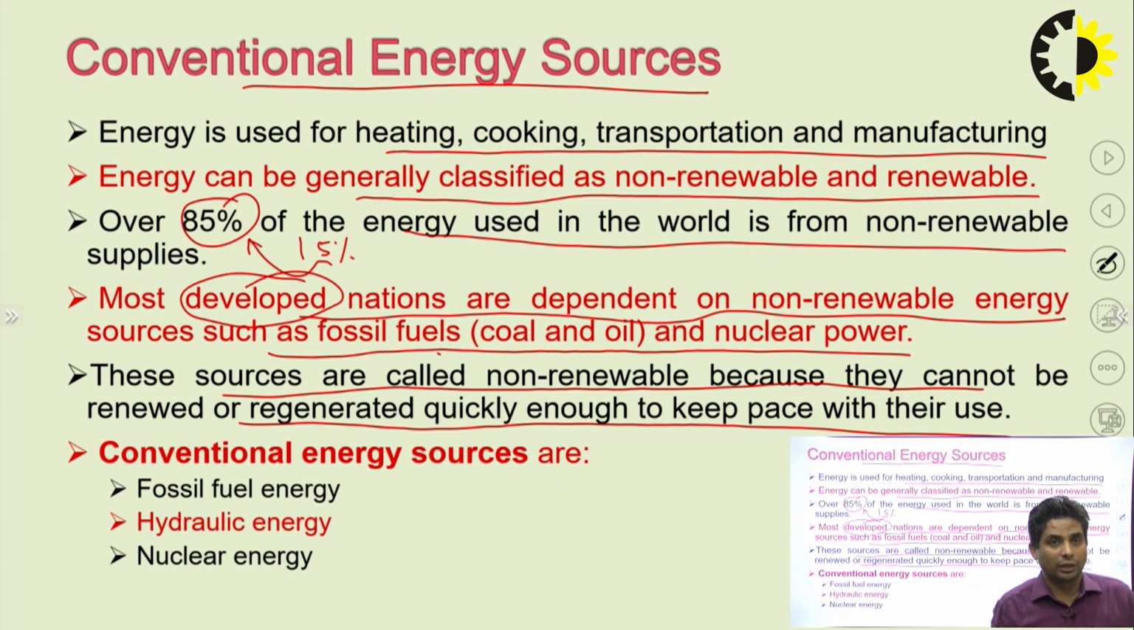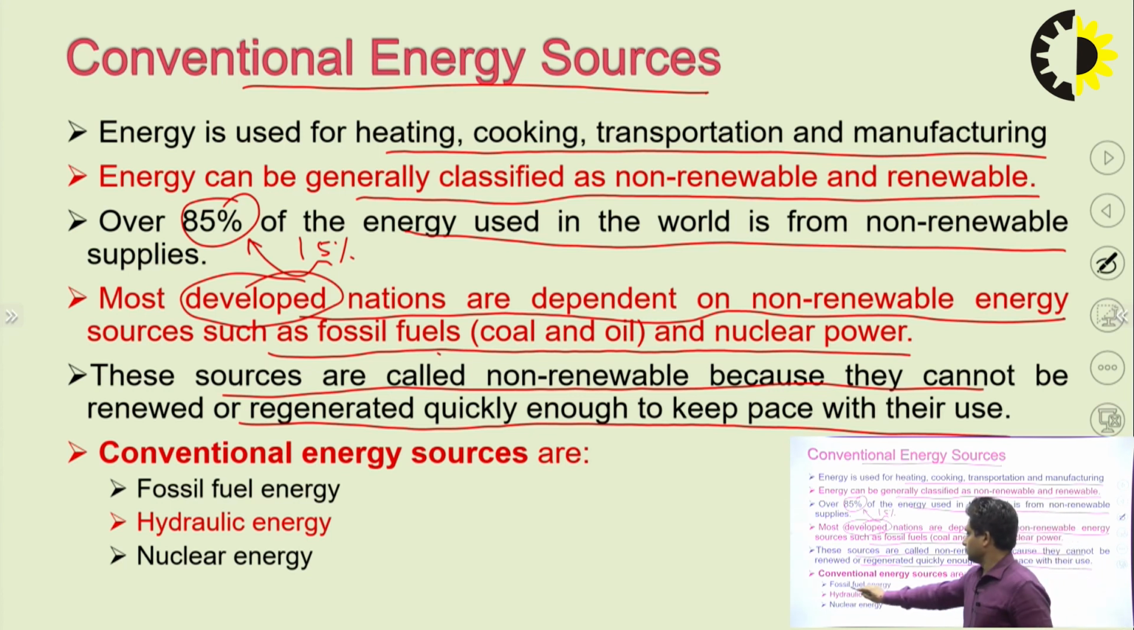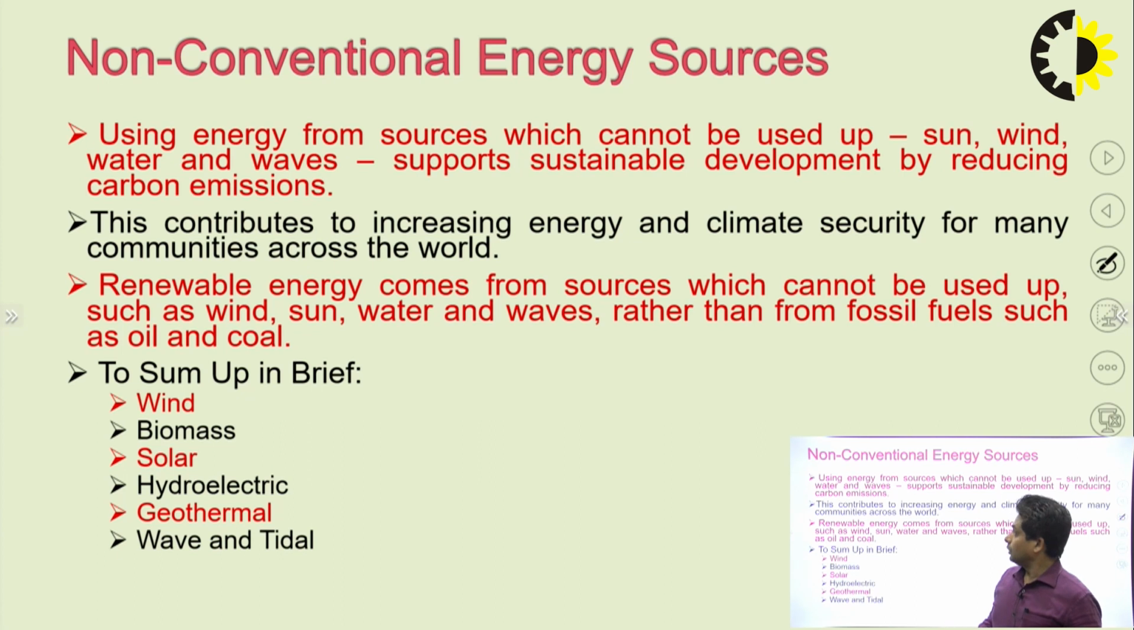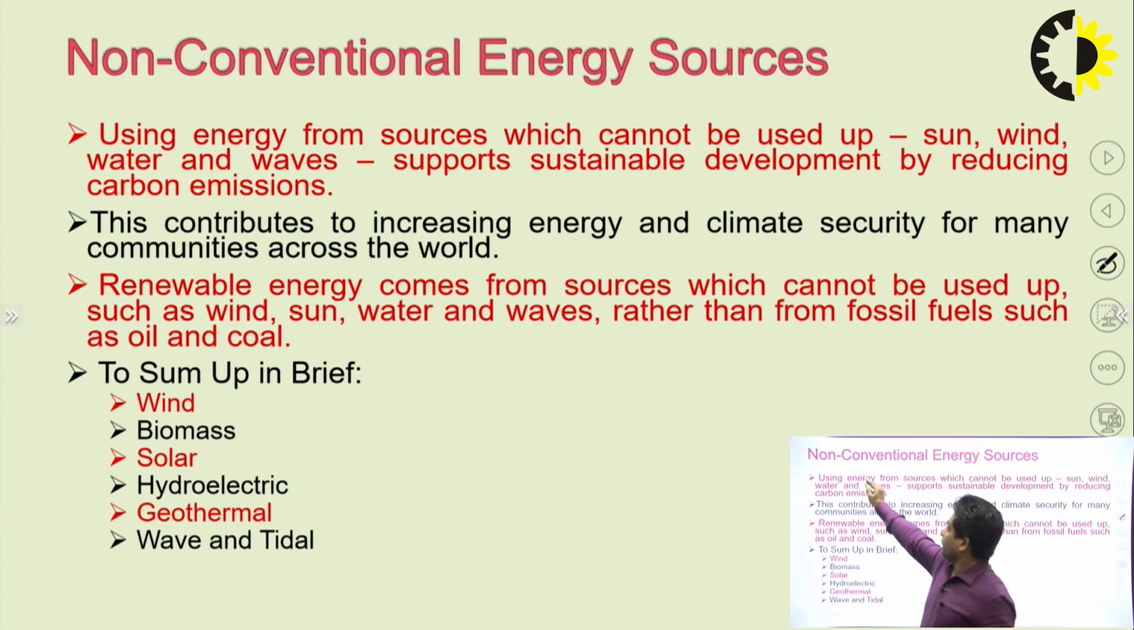Similarly, we can say the same of oil. These are long-term generation processes, so it cannot be generated quickly at the pace of our life. So we want to shift our energy requirement from conventional to non-conventional sources. Nuclear, hydraulic and fossil fuel energy are called conventional energy resources. Then what is the non-conventional?